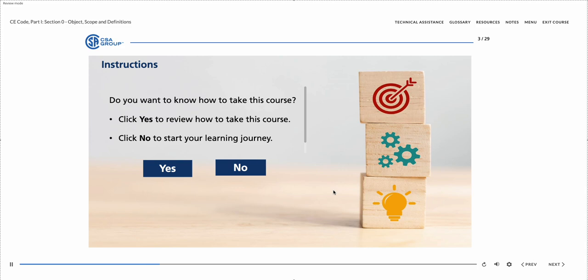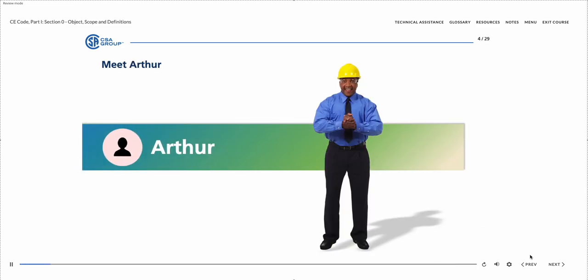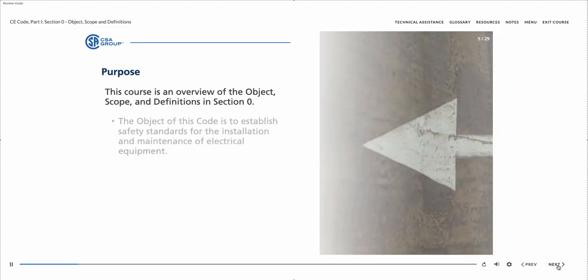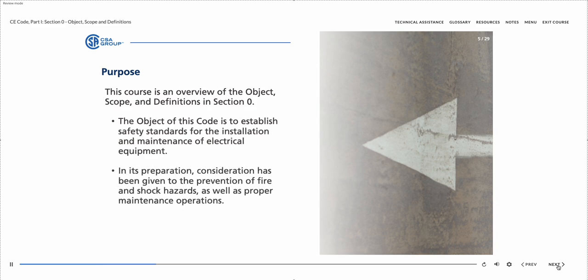Do you want to know how to take this course? Click yes or no. Hi, I am Arthur, your subject matter professional. I will help you to understand and be able to apply the requirements of the section of the Canadian Electrical Code Part 1. The aim of this training is to provide new knowledge and to support the development of new skills that you can apply immediately to your job.